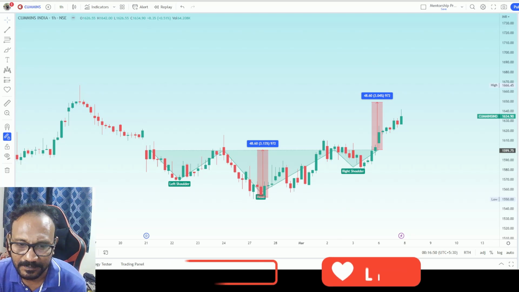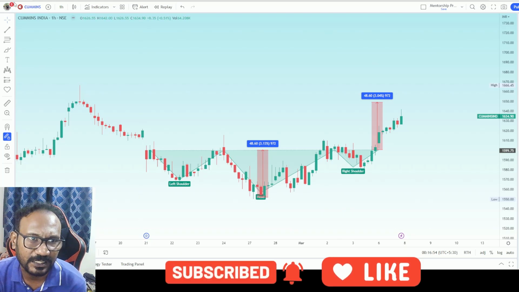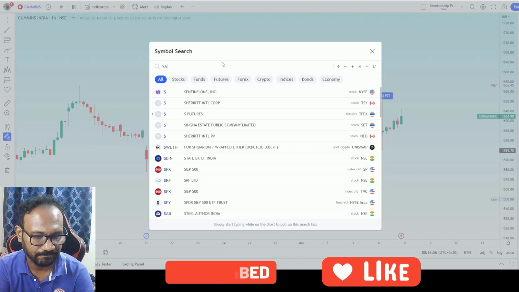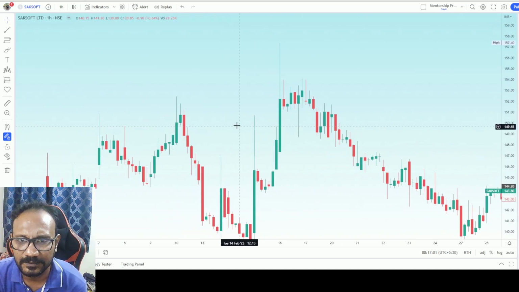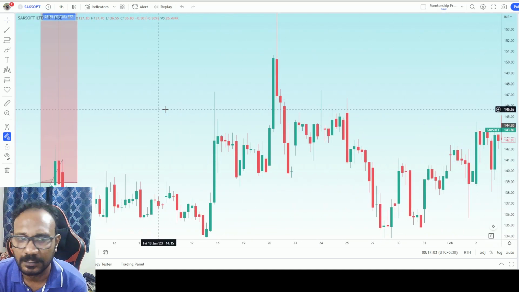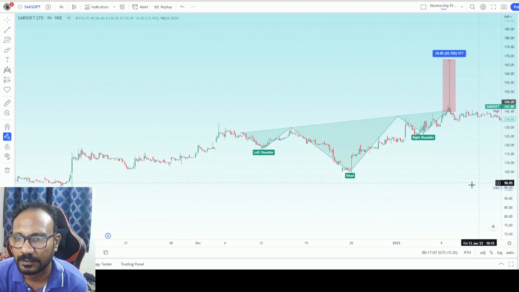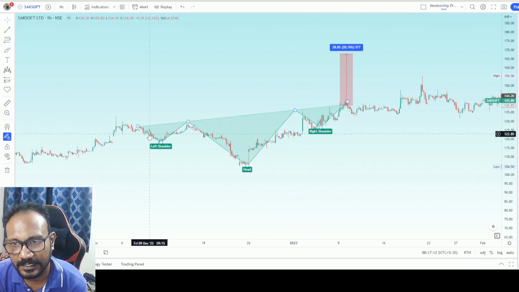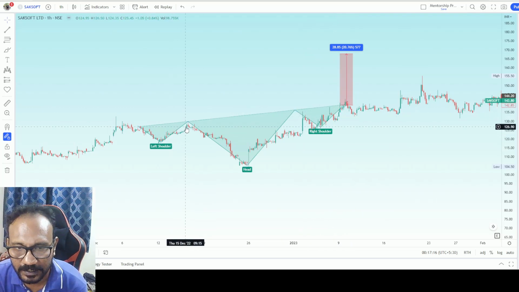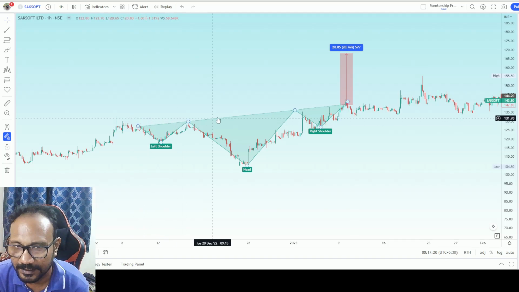And the last example that we are going to see in this is Saxoft. Right? So where is it? Here we go. So here you see the neckline is tilted. The shoulders are way smaller. The head is much bigger. Perfect textbook example. And then it is slanting.